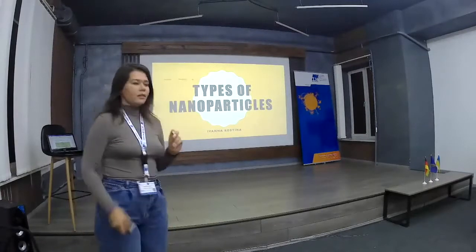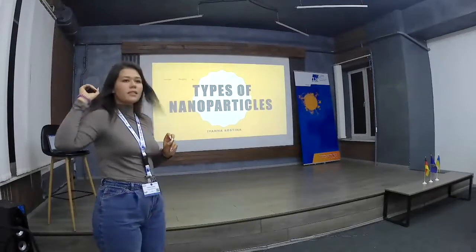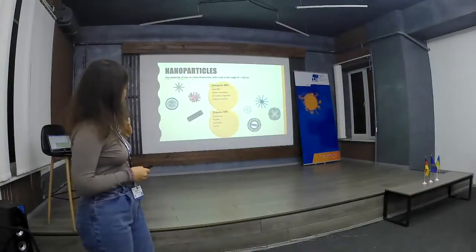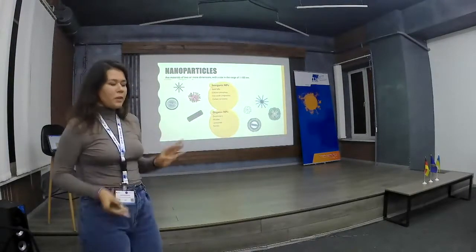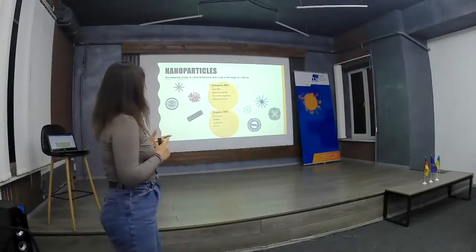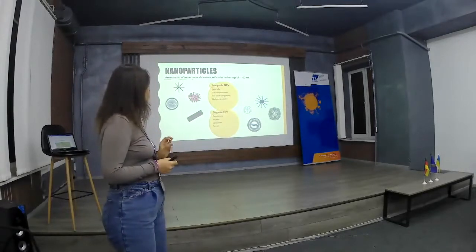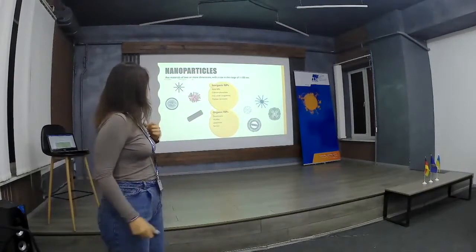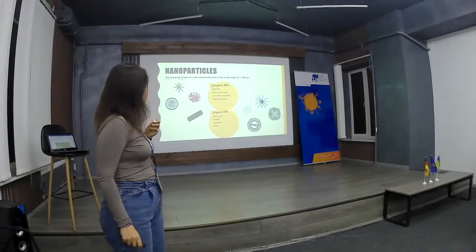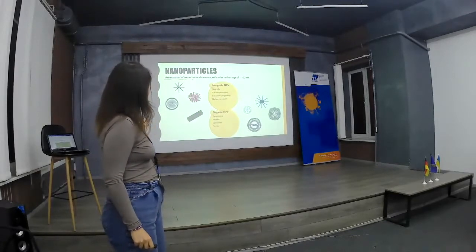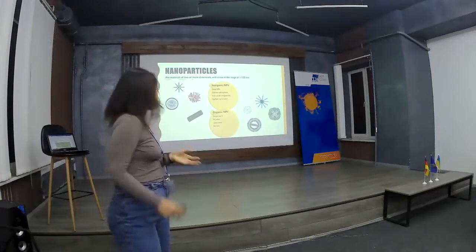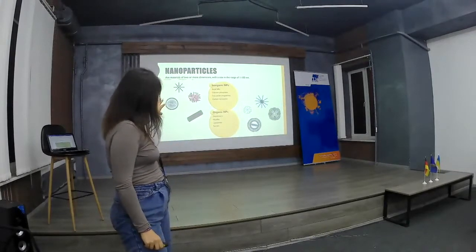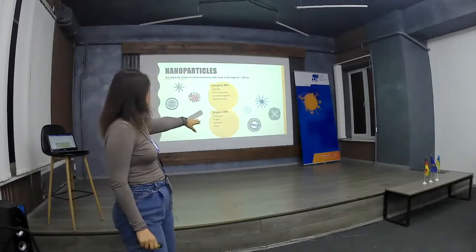Next slide, please. Yeah, so about types of nanoparticles. Nanoparticles are small materials that are from 1 to 100 nanometers. So that's why it's nano. And we have particles of this size that are inorganic and organic. You can see inorganic things here, and there are organic things.